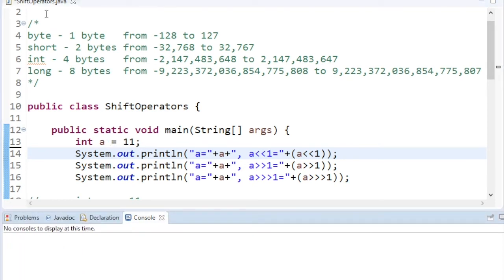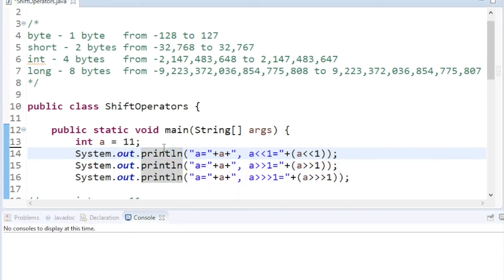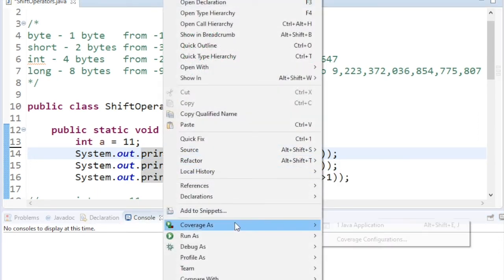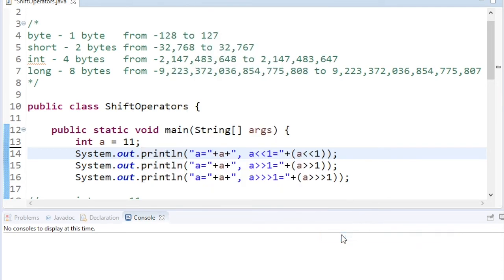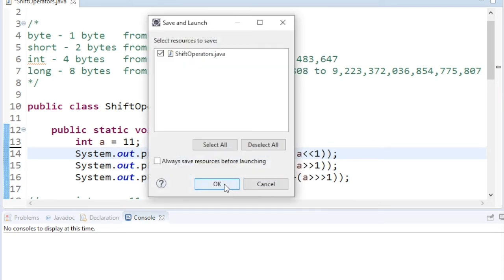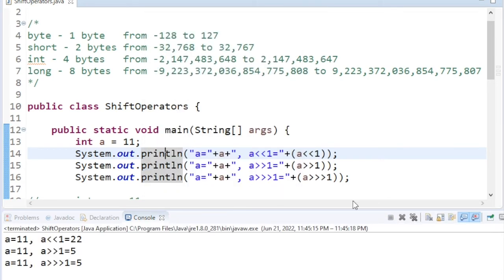So I have already mentioned these things, their ranges: byte, short, int, long, because we are going to take this range. That's why I have mentioned it here. Okay, let's run it. It's the first example that we are going to run here. We are shifting 11 on the left side, right side, in signed and unsigned form. If you see, the numbers are exactly matching.